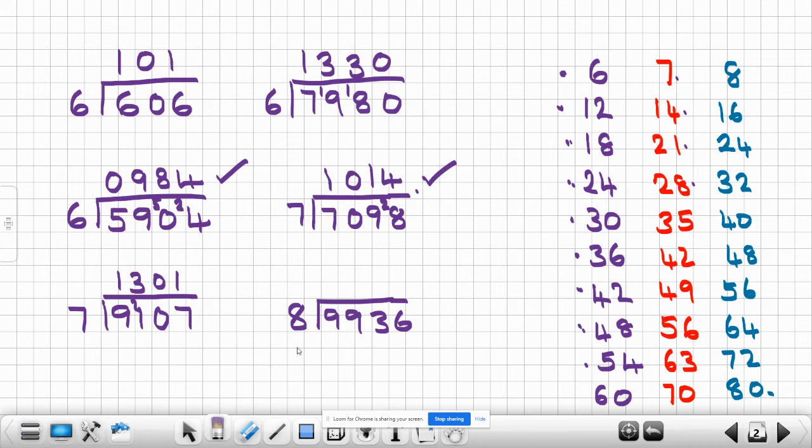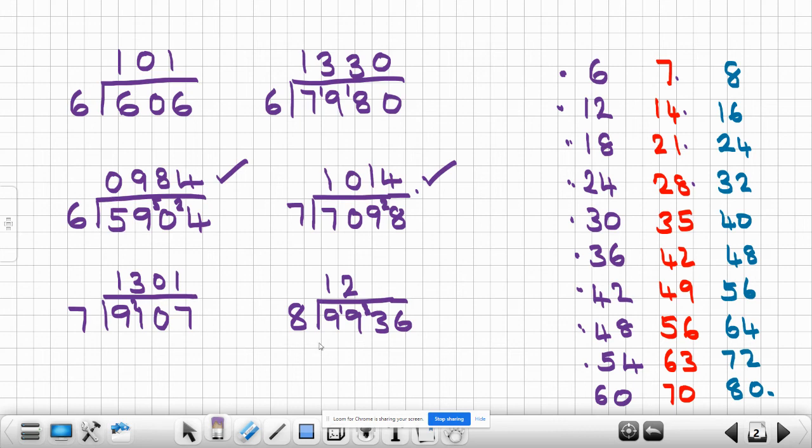Okay, so 9,936 divided by 8. 8 into 9 goes once, and there is a remainder of 1. I keep having problems saying the word remainder. 8 into 19 goes 2 times. 2 times 8 is 16. So we have a remainder of 3. Let's bring that over there. Put it next to our 3 to make 33.